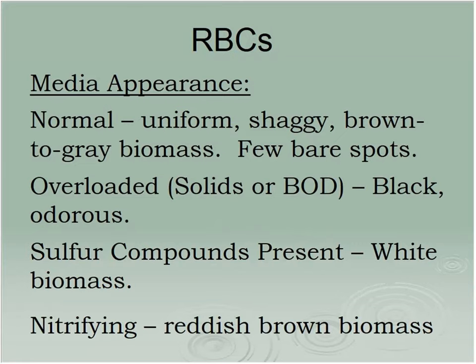So when these things are running normally, we're going to have a uniform shaggy brown to gray biomass. I mean, it's shaggy. It's just hanging off this stuff. There'd be a few bare spots. But as you go through from one unit to the next, if you've got a four-stage unit, that third and fourth may be kind of sparse as the BOD is pretty much exhausted at that point.